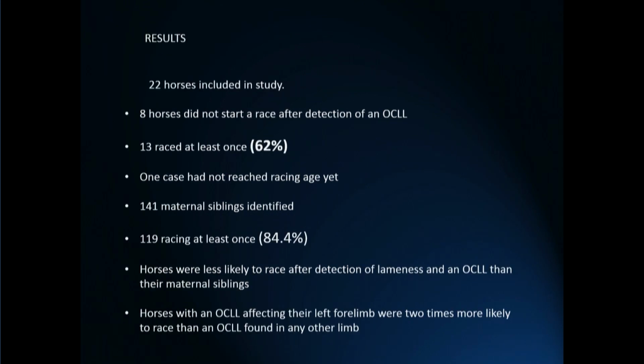So of our 22 horses, 8 did not start a race after the detection of a cyst-like lesion, 13 raced at least once, and 1 case, as of the time of publication, had not reached racing age. We identified 141 maternal siblings, with 119 of those racing at least once. So there was quite a significant percentage difference between the affected horses that raced and the control group. The horses were less likely to race after detection of lameness and an osteocyst-like lesion than their maternal siblings.